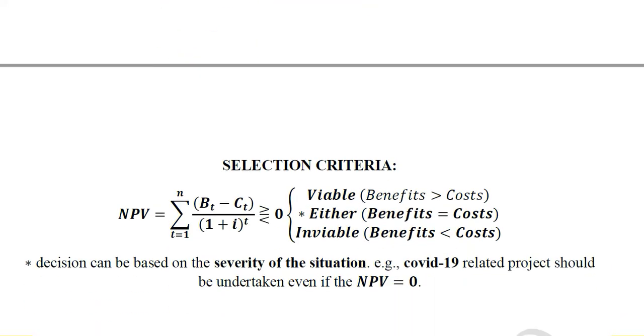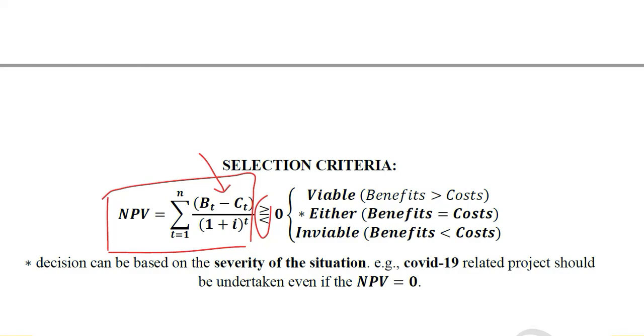Finally we talk about the selection criterion. If we use the netting before approach formula, the answer will be the same. The answer will be either 0, or greater than 0, or less than 0, because it is the difference of two values. Whenever we subtract two things, either we get 0, a positive value, or a negative value.